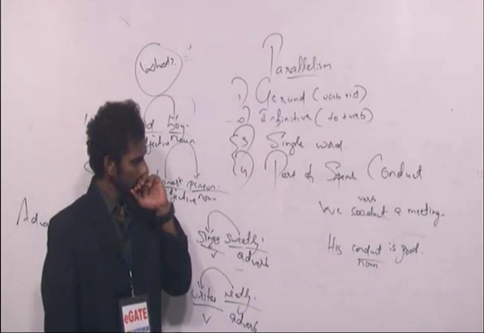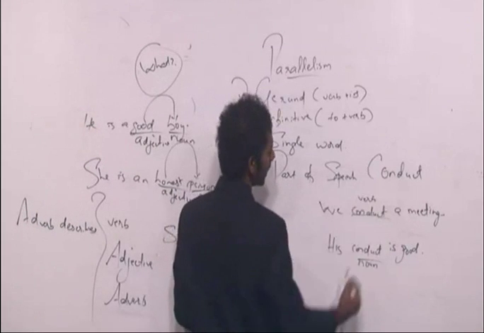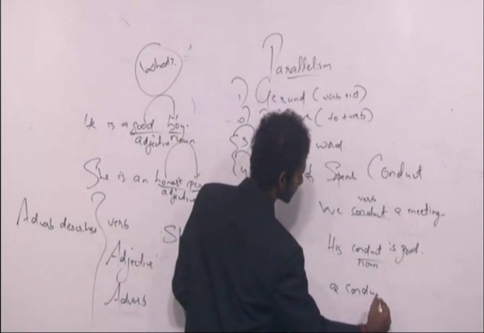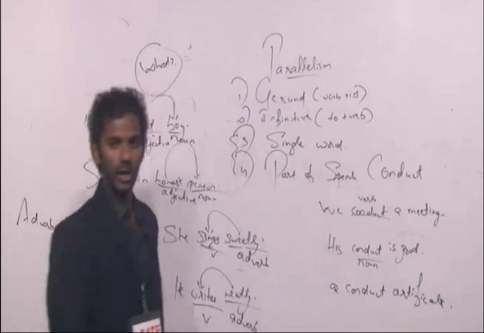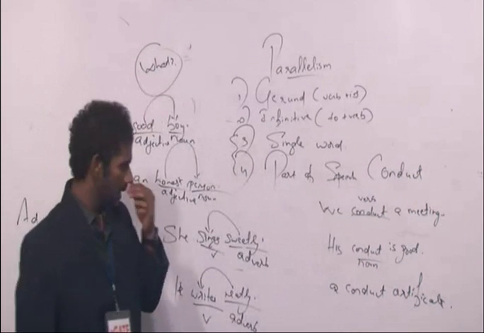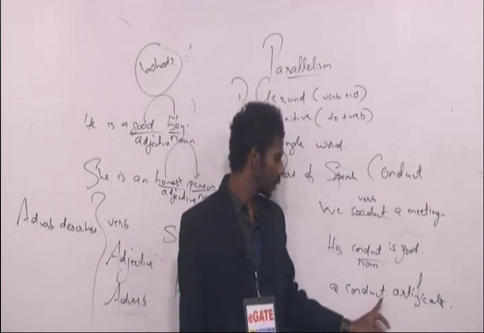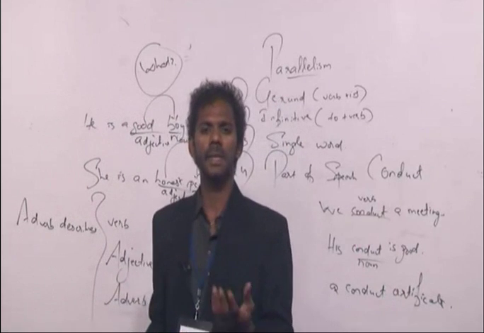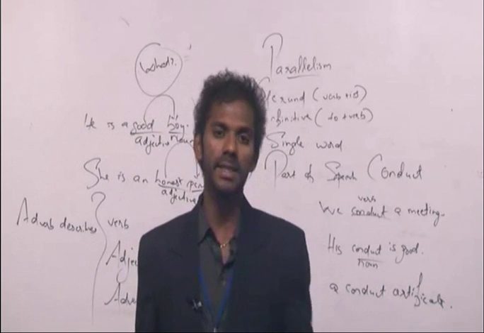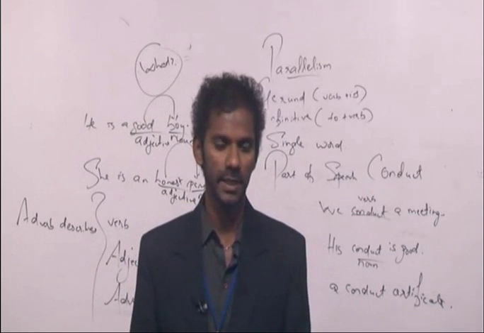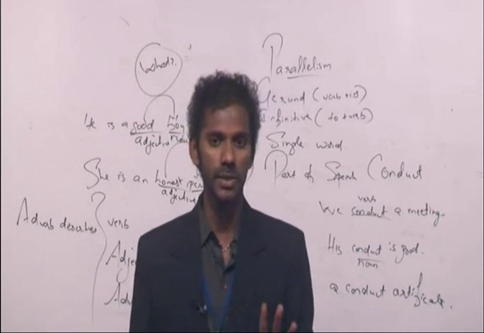What if I say, when you pass out of the college, you get a conduct certificate. Now here, two nouns cannot come together. They must be separated by a comma or a conjunction, like and, or, but, etc. Other than that, two nouns cannot come together. Clear?